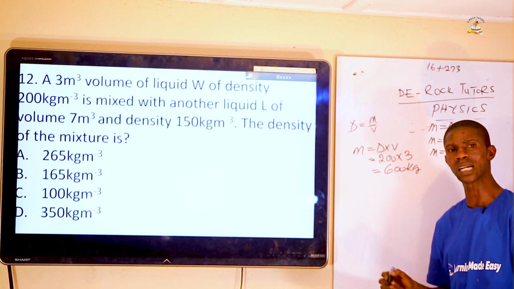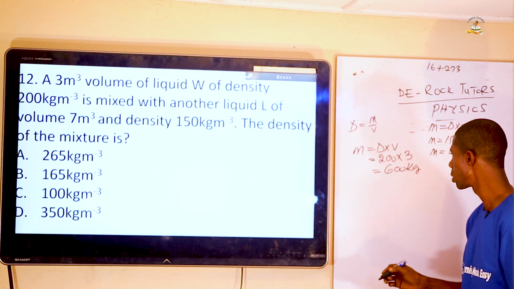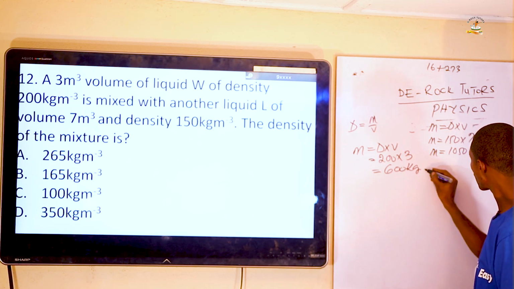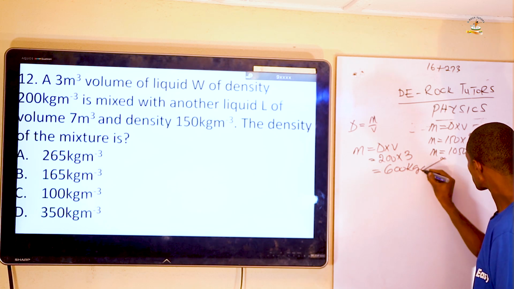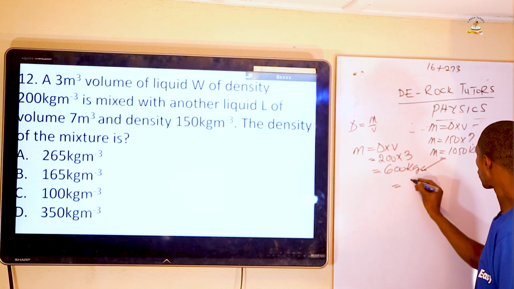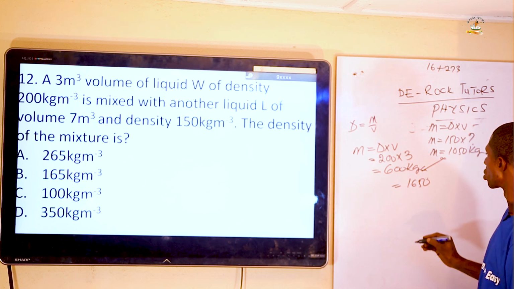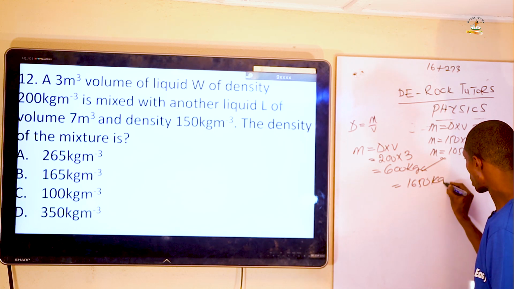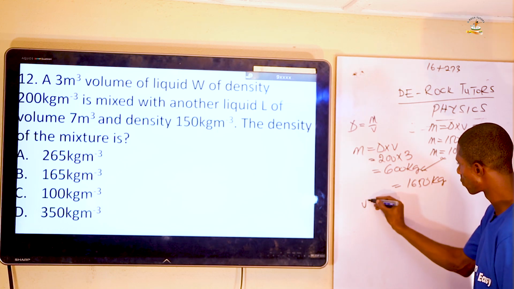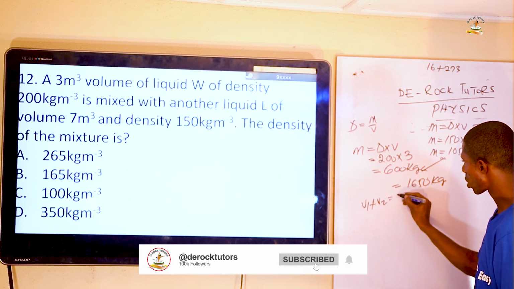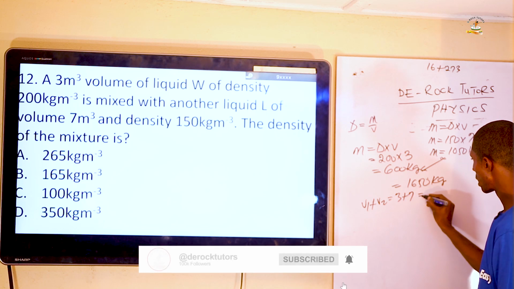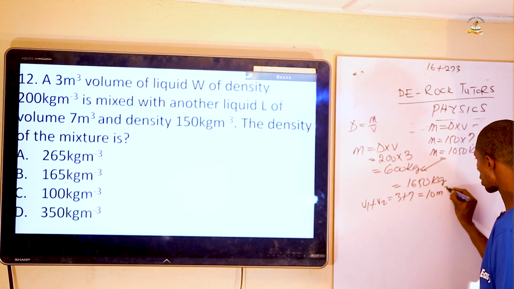But the question says I should get the density of the mixture. So I will have to add up the two masses. That will give me 1650 kilogram. Then the volume as well, V1 plus V2, so I'll have 3 plus 7. That will give me 10 meter cube.